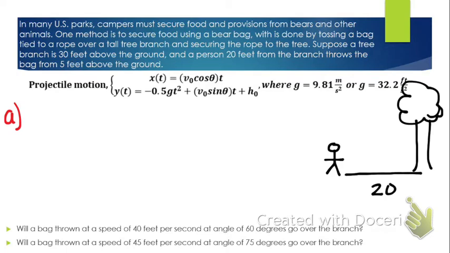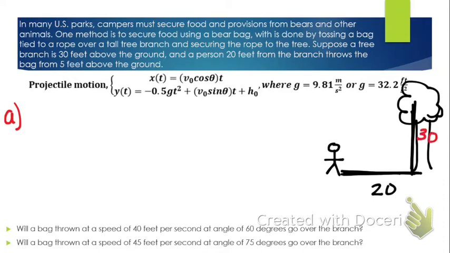Okay. And the branch that he's trying to tie it over is how far off the ground? 30 feet. So I know, because I know that he's 20 feet away, I can use my X to find T. And then I can use that answer to figure out if it's going to be high enough, because we know that he's trying to get it up 30 feet.